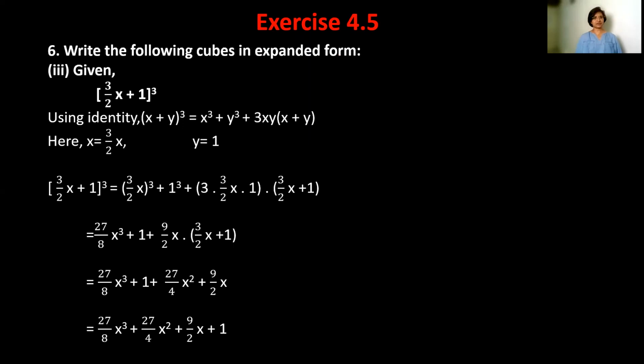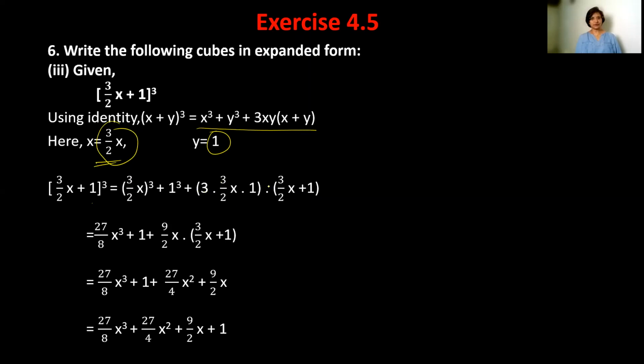Sixth question, third part. Write the following cubes in expanded form. So given 3 by 2x plus 1 whole cube, using the identity x plus y whole cube equals x cube plus y cube plus 3xy into x plus y. So here x equals 3 by 2x and y equals 1. We have to put these two values in this expression. So we are putting here 3 by 2x whole cube, 1 cube, plus 3 into 3 by 2x into 1 into 3 by 2x plus 1.